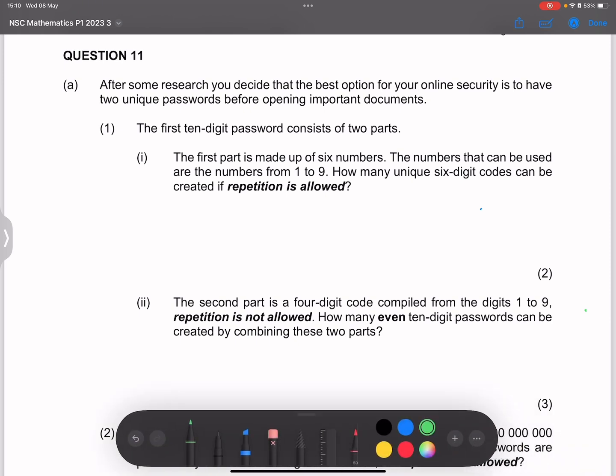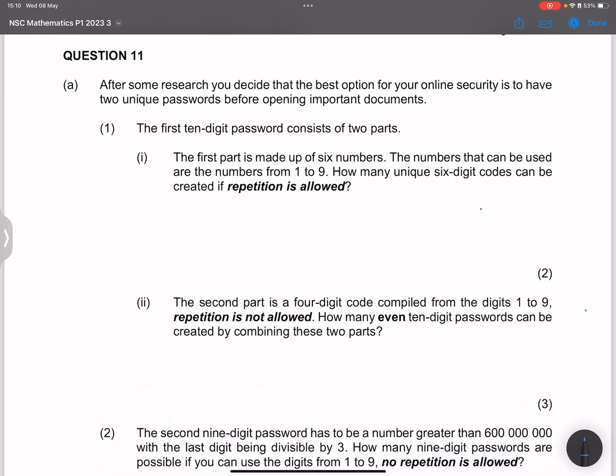Now, ladies and gents, every time I do the fundamental counting principle, I always like to just draw my scenario. So I'm trying to make a 6-digit code, and I've got 9 digits that are given to me, which are 1 to 9. So these are all my spaces. What I need to know is how many digits can I use in my first block?